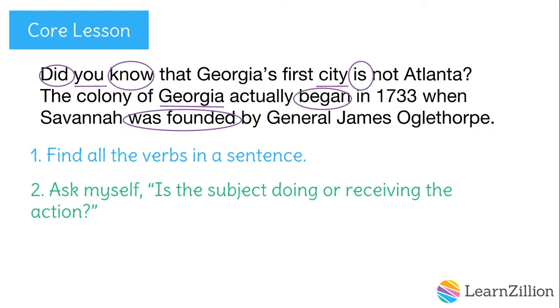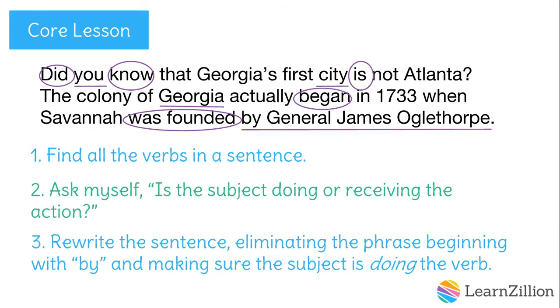Savannah was founded. Who founded it? The answer is General James Oglethorpe, but in this sentence, it looks like he is the one receiving the action. I also notice a by phrase. So this part of the sentence is actually written in passive voice. Luckily, this is an easy fix.